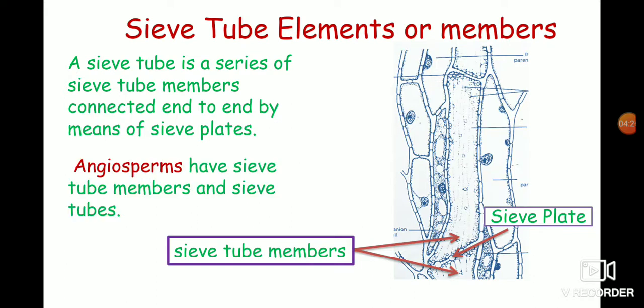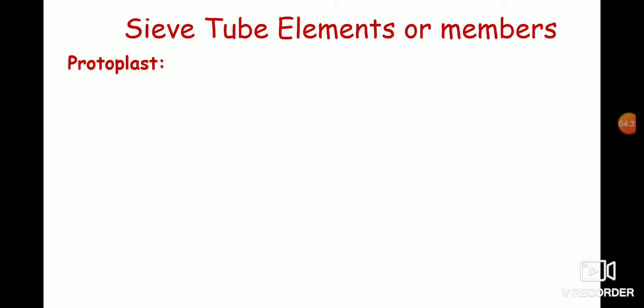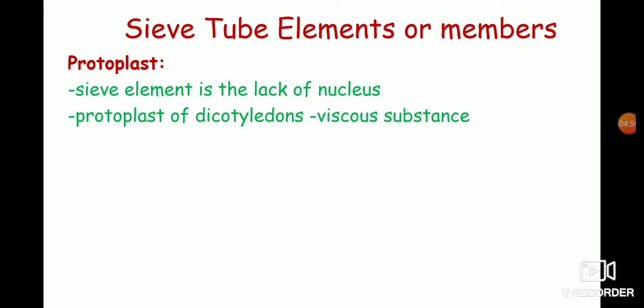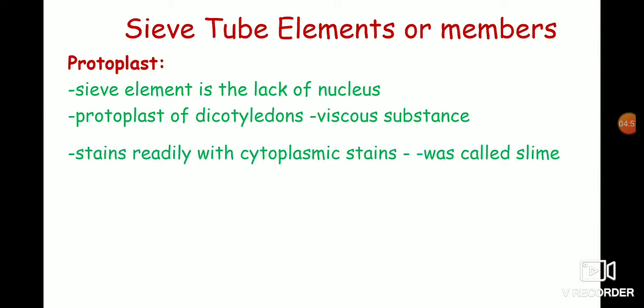Angiosperms have sieve tube members as well as sieve tube cells. The common property of protoplast of mature and active sieve element is lack of the nucleus. So both the sieve cells and sieve tubes, they lack the nucleus. The important property of sieve element protoplast of dicotyledon is the presence of a viscous substance which stains readily with cytoplasmic stains.